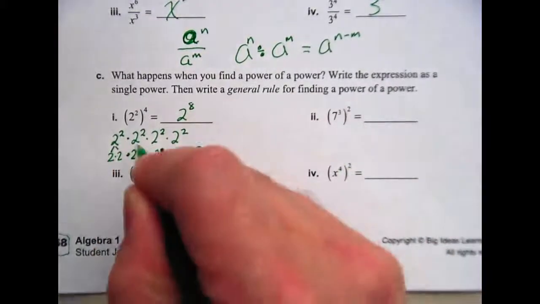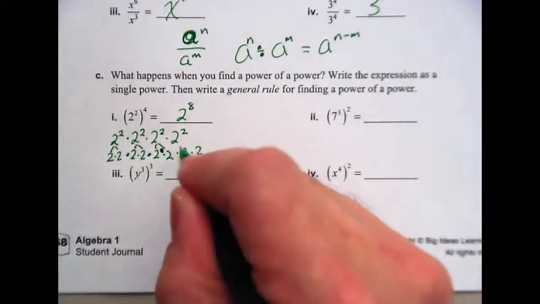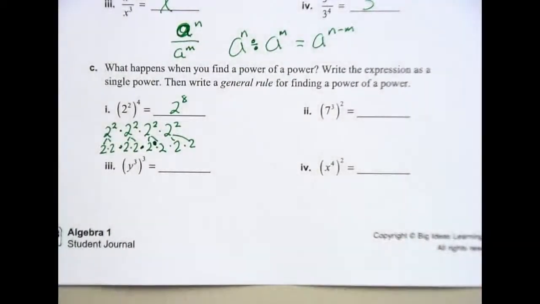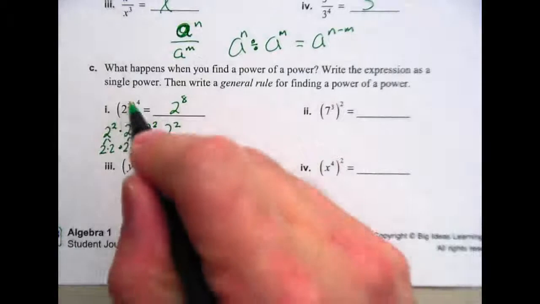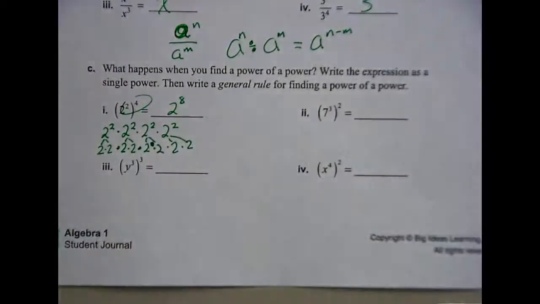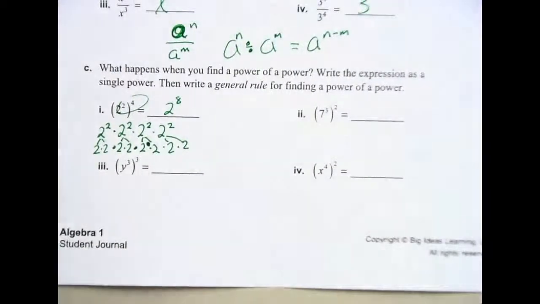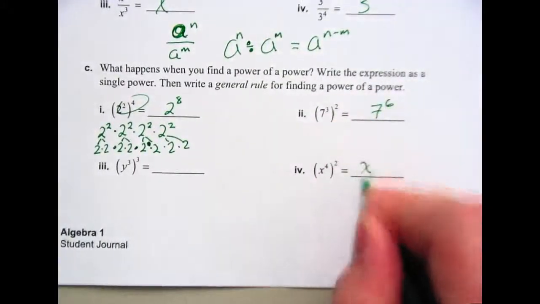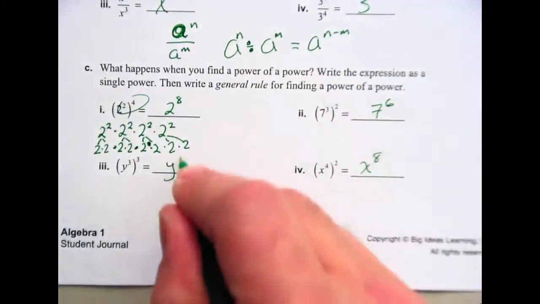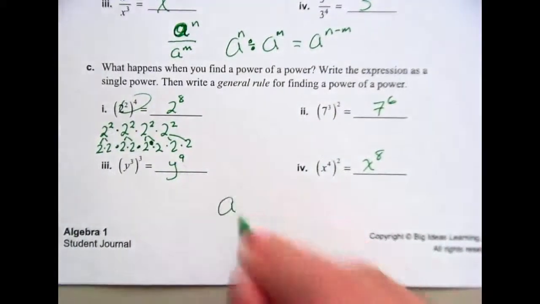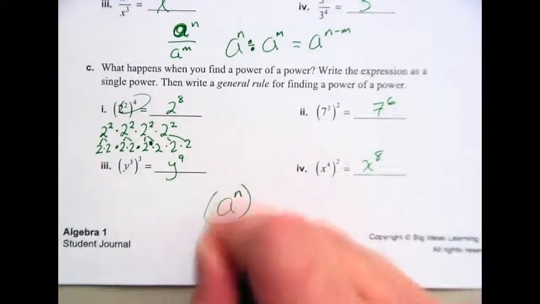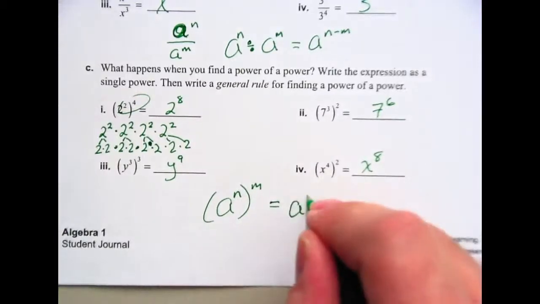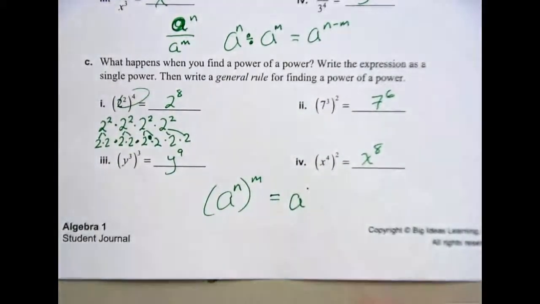So that becomes that. All right, so if you guys ever forget these rules, you can always just expand it out, write it in expanded form. That's 2 to the 8th power. So a power to a power, you multiply. Anytime there's a power to that parenthesis. That's the quick route. Okay, so this gives us 7 to the 6th, x to the 8th, and y to the 9th. So a to the n, all to the m power, is equal to a to the... Jaden, what do you think?